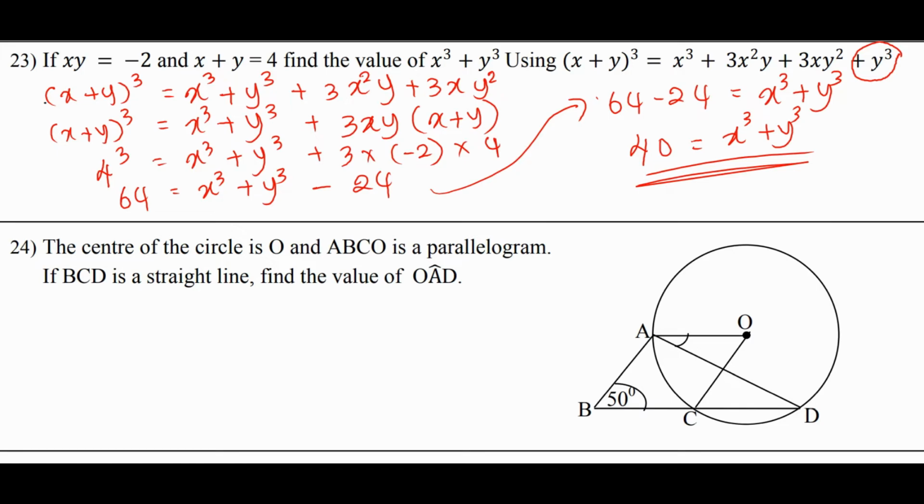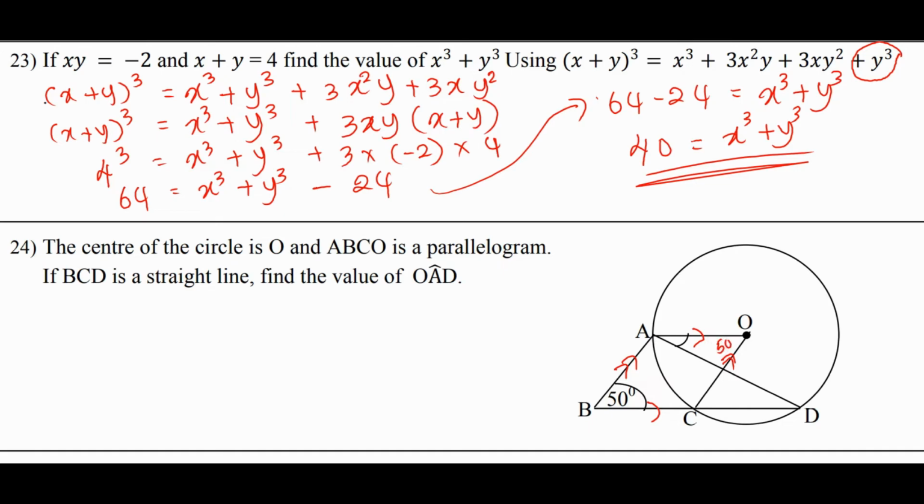Question number 24. The center of the circle is O and ABCO is a parallelogram. ABCO being a parallelogram means AO is parallel to BC and AB is parallel to OC. And BCD is a straight line. Find the value of OAD. OAD means they have mentioned the angle. This should be 50.